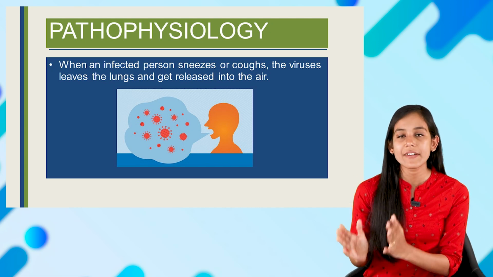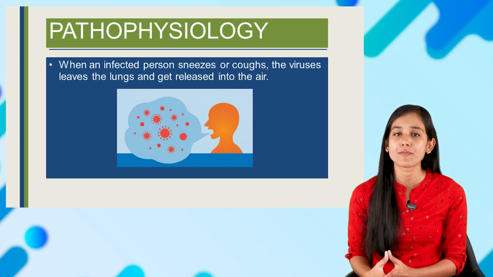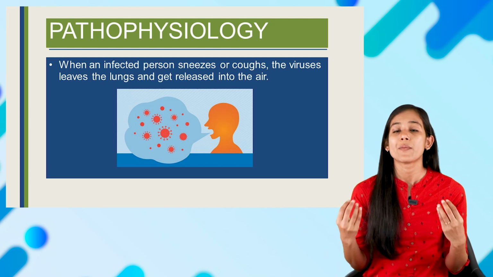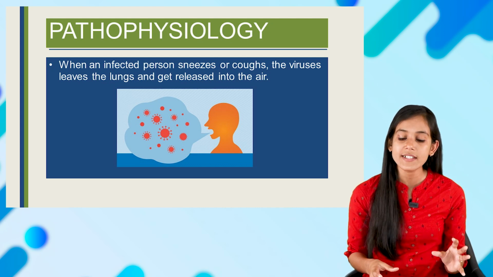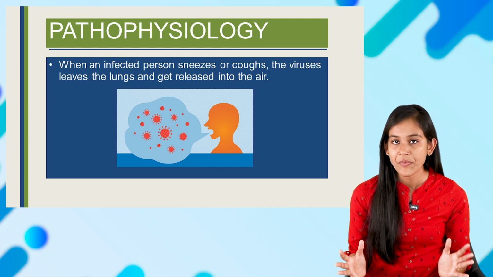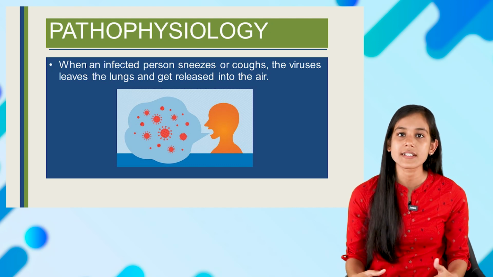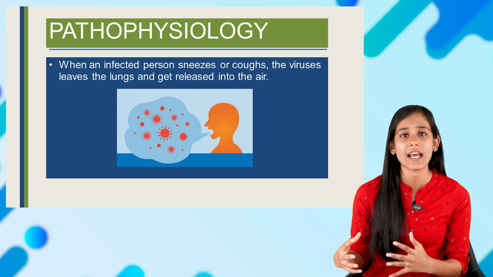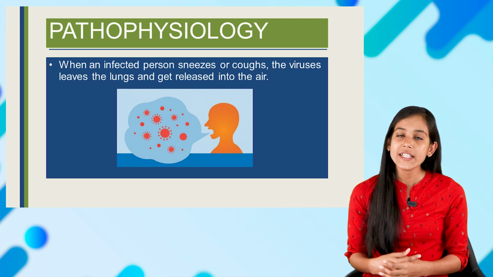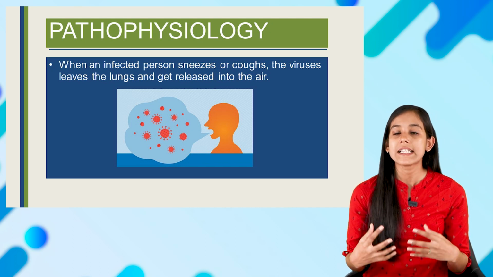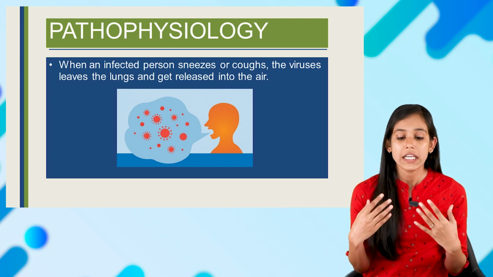When a person who is already infected with the varicella zoster virus sneezes or coughs, what happens? The virus leaves the lungs and gets released into the air. So we learned that this can travel in the air. The mode of transmission is through droplets. Apart from this, if there is contact with the oral mucosa or skin lesion of an infected person, the virus might also spread through that.